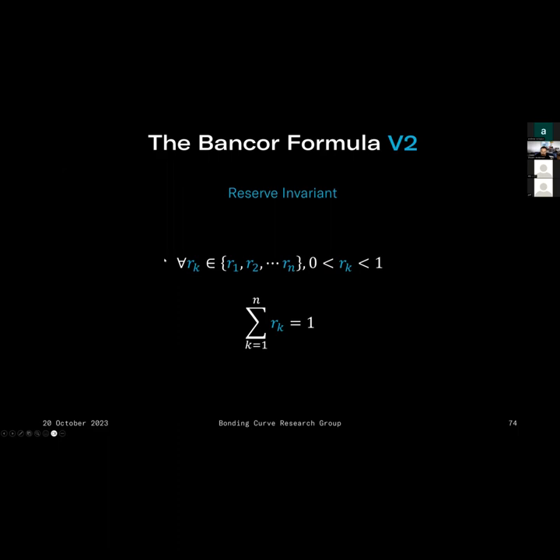Just quickly, we're going to treat the reserve invariant the same with respect to how the reserve weights work. Just remember that this sentence in formal logic just means that for every reserve weight in the set of reserve weights that define our bonding curve, they are all a number between 0 and 1, and the sum of all of the reserve weights is equal to 1. That is not changed. Everything else is going to change.